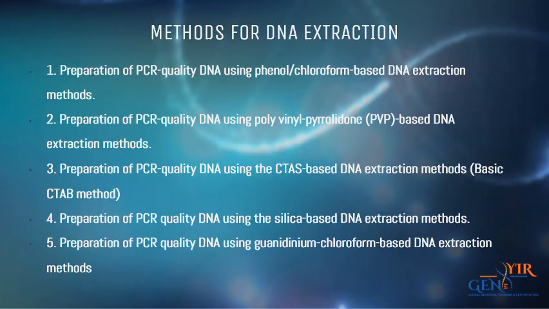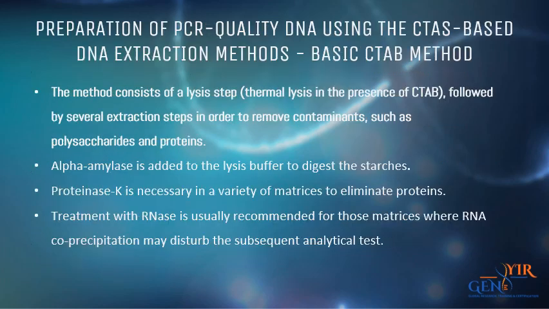Different types of methods for the preparation of PCR quality DNA extraction are phenol, chloroform-based DNA extraction methods, polyvinyl pyrrolidone-based DNA extraction methods, CTAB-based DNA extraction methods, basic CTAB method, silica-based DNA extraction methods, and guanidinium chloroform-based DNA extraction methods. Preparation of PCR quality DNA using the CTAB-based DNA extraction methods, basic CTAB method.